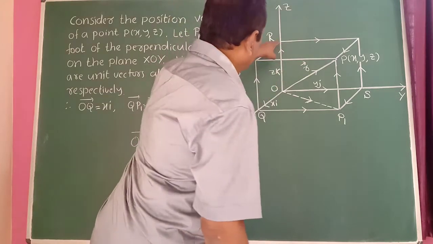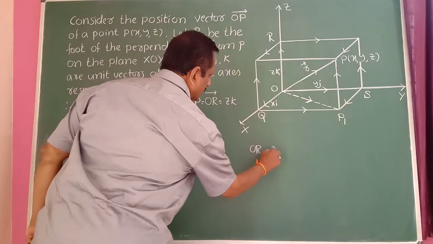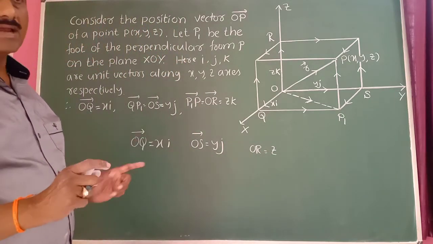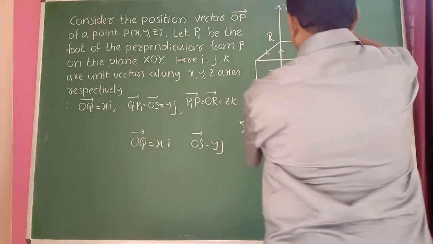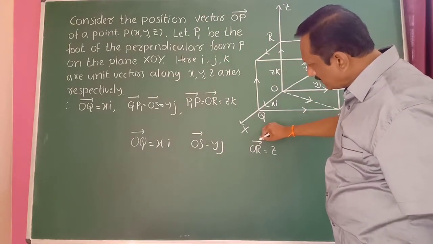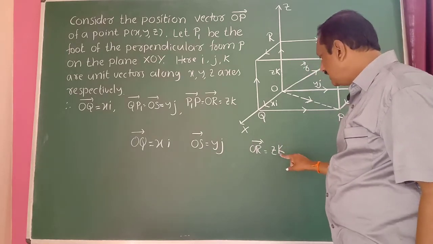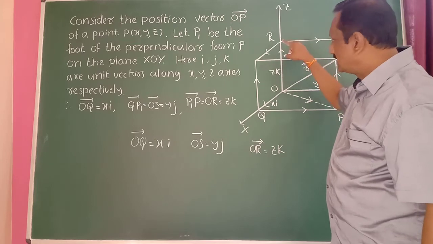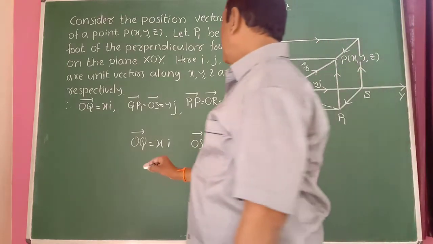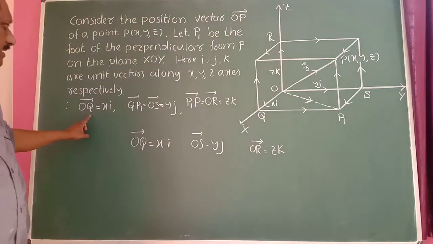Similarly, OR is equal to z. It is a scalar quantity. Scalar means it has only magnitude. Here its length is z units. Suppose if you take an arrow mark here, then that becomes a vector. So multiply by k. K denotes the direction of the vector here. Hence these are all vector quantities here. So OQ bar is equal to xi.